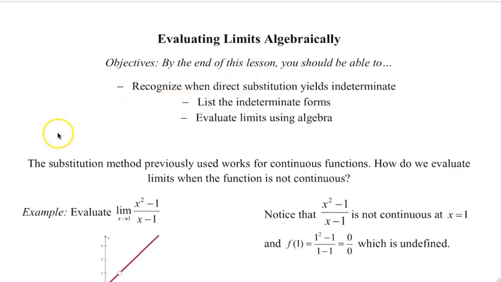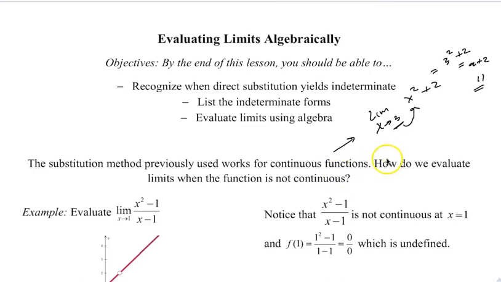In the past couple lessons, we talked about the substitution method, which worked for continuous functions. For example, let's take the limit as x approaches 3 of x squared plus 2. Since this is a continuous function, all we have to do is directly substitute it in, and you get 3 squared plus 2, which equals 9 plus 2, or 11. And that would be our limit.